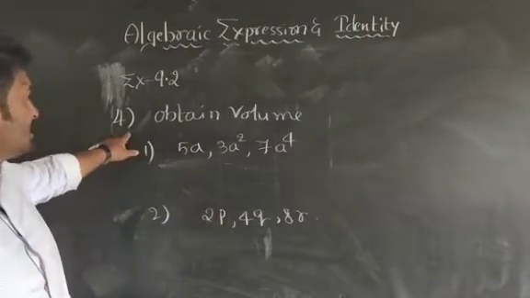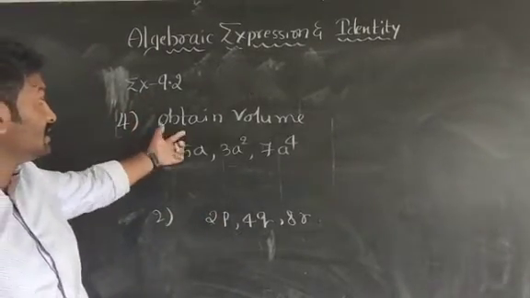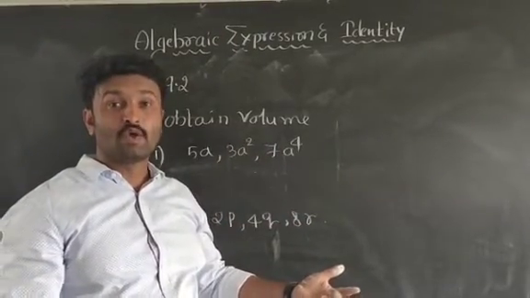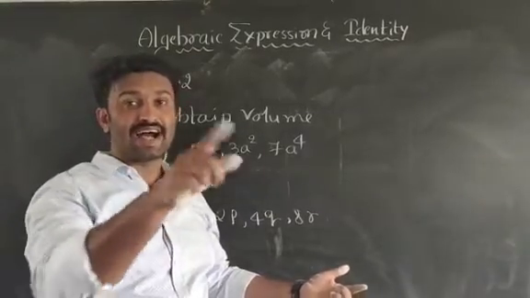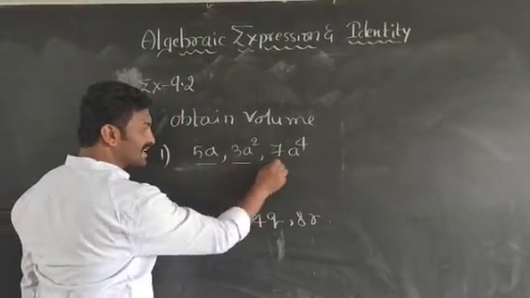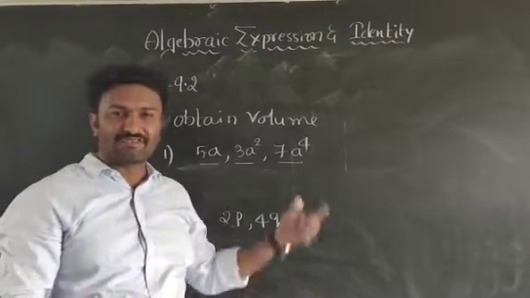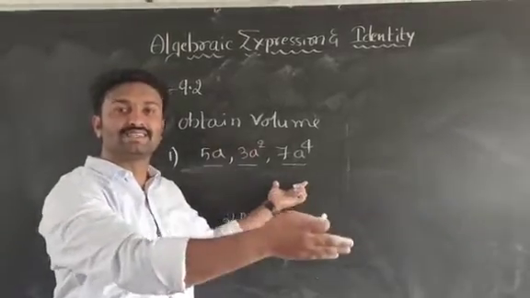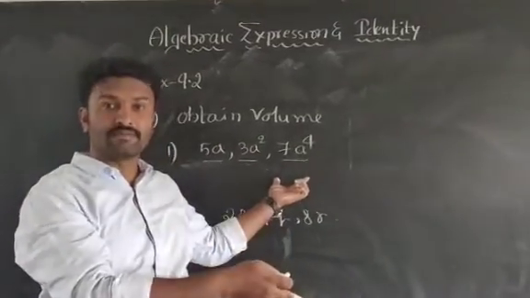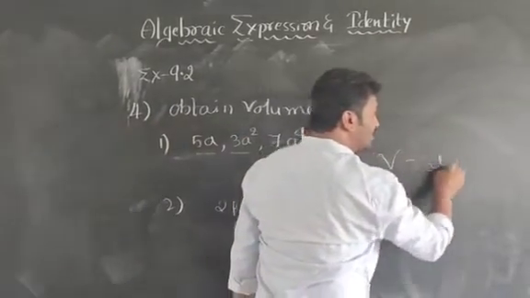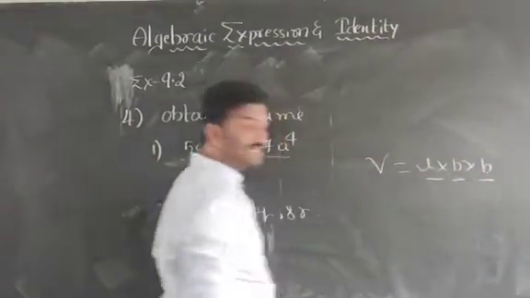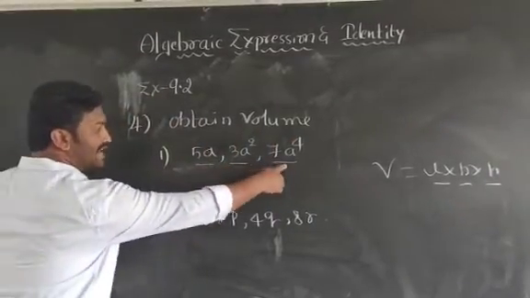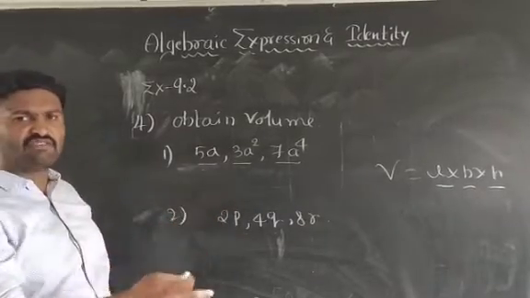My dear boys and girls, 9.2 fourth main. Here they are asking to obtain the volume. Volume equals what? Length, breadth, height, right? They are given length, breadth, height. We just have to multiply. After multiplying all the 3 terms, you will get the volume. We have to find the volume. This is volume equals length into breadth into height. All the 3 terms are given. This is length, breadth, height. Just multiply all the 3 terms, and you will get the value.